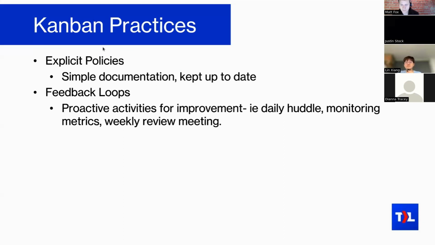Back to some of the Kanban practices. Here I had talked about explicit policies. In a Kanban environment, a specific example would be having simple documentation that we keep up to date. We're not talking about a whole handbook, 30 pages with every single detail documented. We don't necessarily need that. If that's how it ends up after years of growing and refining your practices, okay, although I still think that'd be a lot. But we're not going to do that out of the gate. We want to document key things.